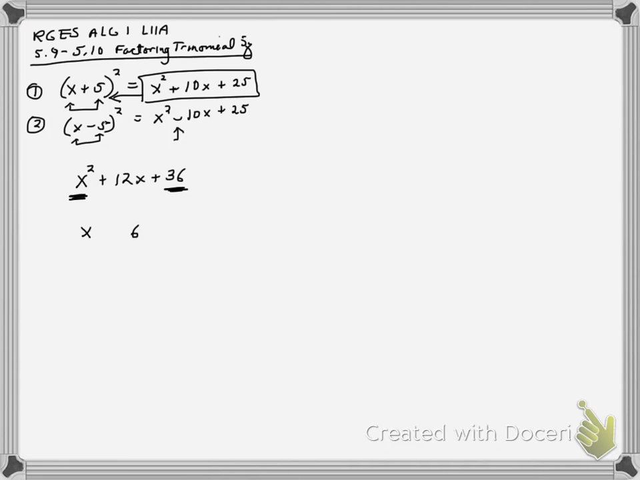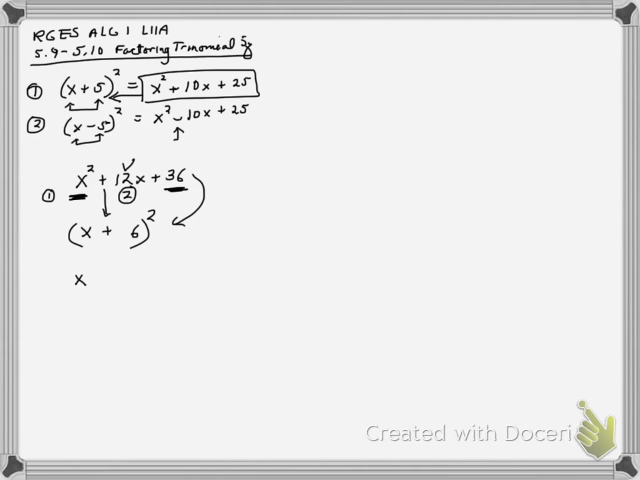So that's the first step: is my first and last term something squared? Of course, this would be a plus sign here. And now when I multiply it together and double it, 6x doubled, is that the middle term? So that's my second question. And because it is, this factors to that. And that's all there is to it.